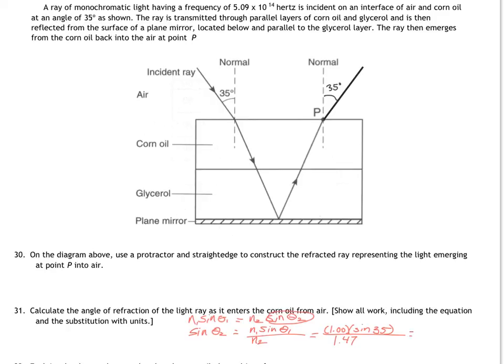So without doing an inverse sine, I'm getting 0.390 for the sine of theta 2. But you can do an inverse sine on that. And when you do, you will get the answer 22.966, or let's say 23 degrees. So theta 2 is around 23 degrees.